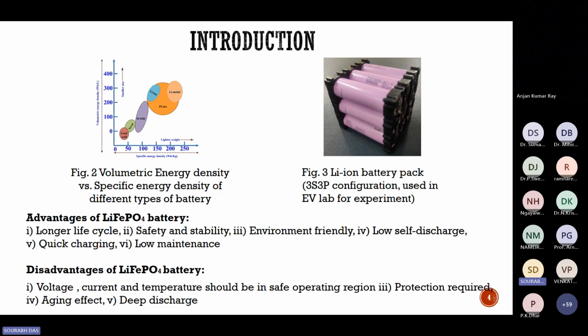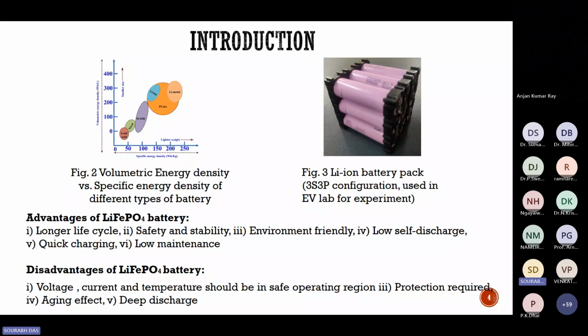Protection is required for the lithium-ion battery. Then aging effect. What is aging effect? Whenever we are charging or discharging the battery, with increasing charging or discharging cycles, the capacity of the battery can decrease. So the battery deteriorates with the cycle. So this is the aging effect. And then deep discharge, what I have discussed in the first point.